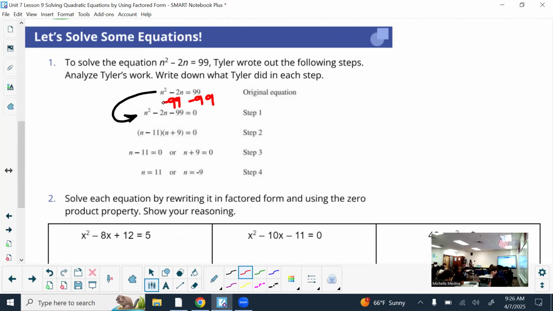So that's why on the left side, it became a 3-term expression, because there are no like terms on the left. And that's why on the right side, it became 0. 99 minus 99 is 0. The way we're going to phrase the steps, we're going to make it work no matter what problem we have in front of us. So for step 1, we need to make sure to set the equation equal to 0.